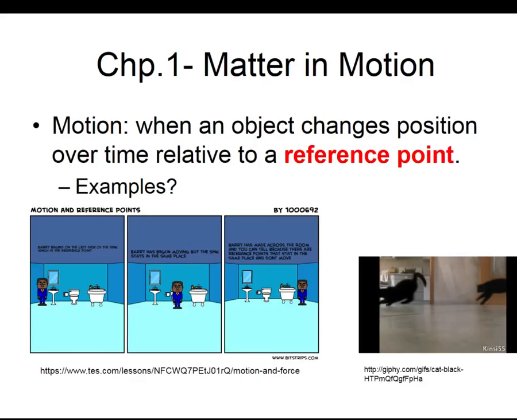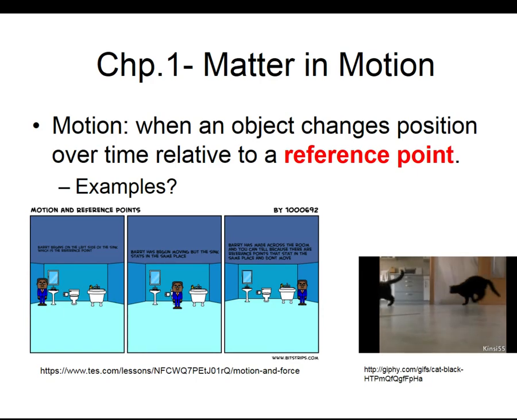Today's lesson is on speed, velocity, and the difference between them. Now, before we can talk about how fast something is going, we need to make sure that we have an understanding about how we know something is moving. The way that we know something is moving is because the object changes position compared to a reference point. A reference point is just whatever thing you're using to compare something to.